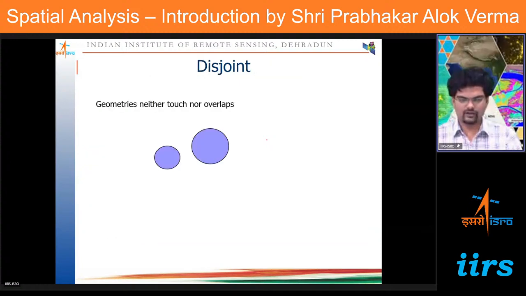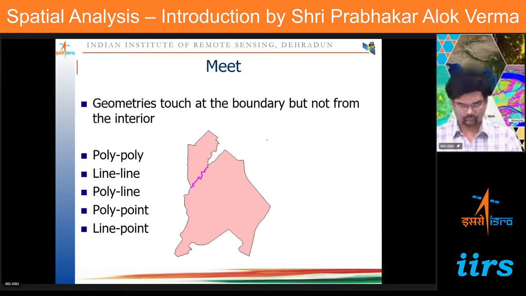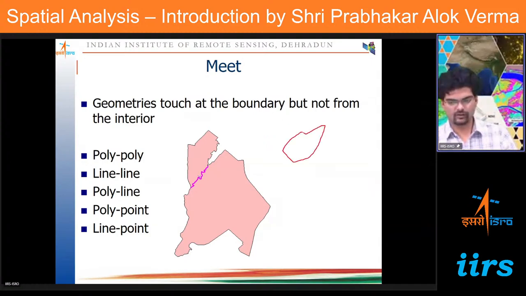So the first one is disjoint. If two geometries are not touching, not overlapping, this is called a disjoint relationship. Then the meet relationship, when geometries touch at the boundary from the exterior, meaning there is touching from the outside, no interior touching. For example, if you have this polygon and another polygon and they are meeting at the boundary from outside, this is a meet relationship.